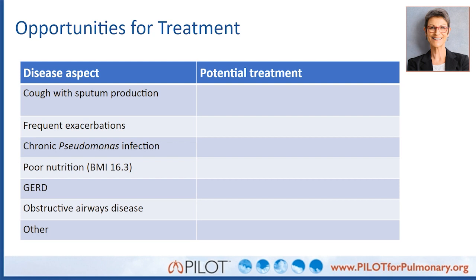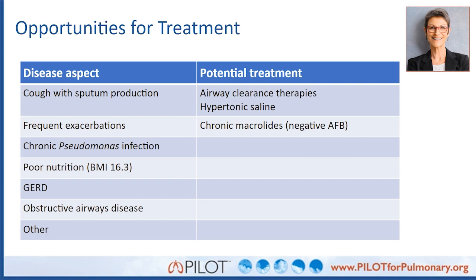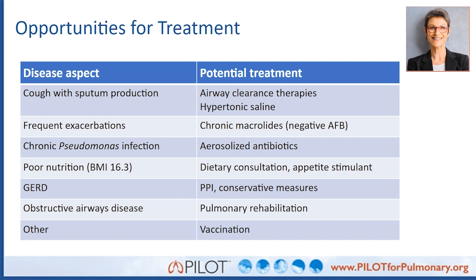Certainly to deal with the cough, focusing on airway clearance therapies, potentially using hypertonic saline. For the frequent exacerbations, the potential is using chronic macrolides. We've been told that the cultures have been negative for mycobacteria. If that's a decision that has been made, monitoring to make sure that she doesn't acquire mycobacteria. The persistent Pseudomonas infection becomes an opportunity for aerosolized antibiotics. And then, as Dr. Matursky also talked about, he focused on the nutrition, trying to get her weight up, focused on the esophageal reflux, pulmonary rehabilitation, and vaccination.